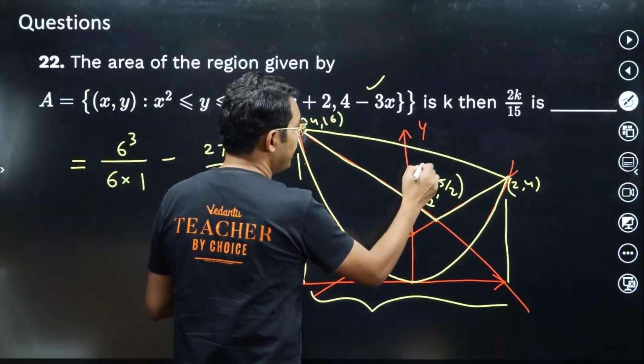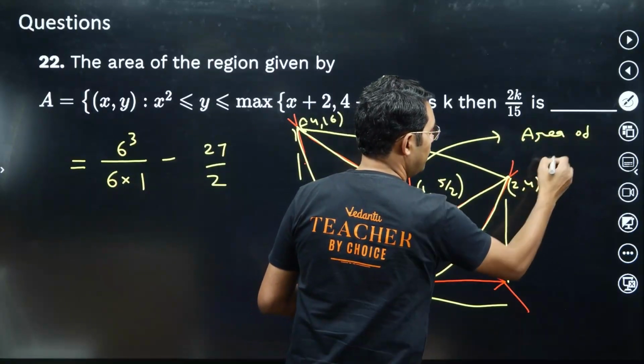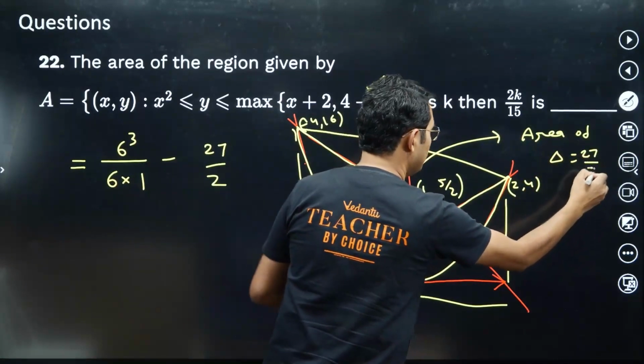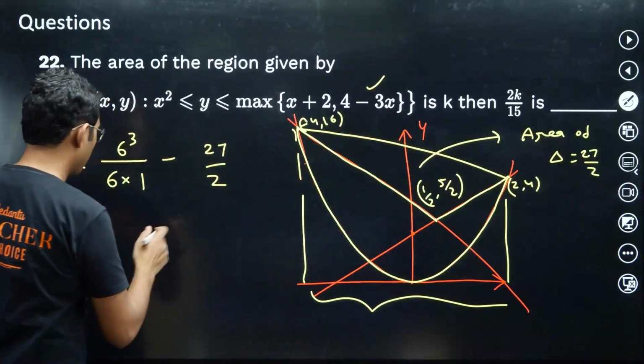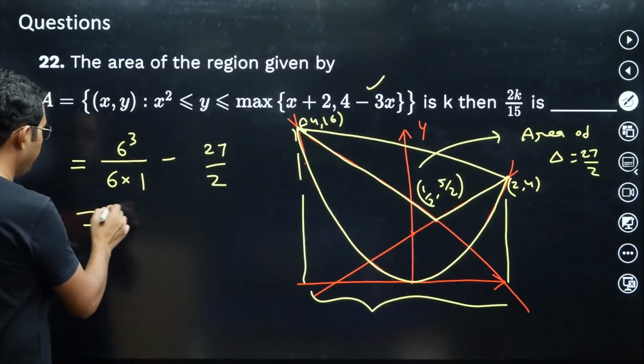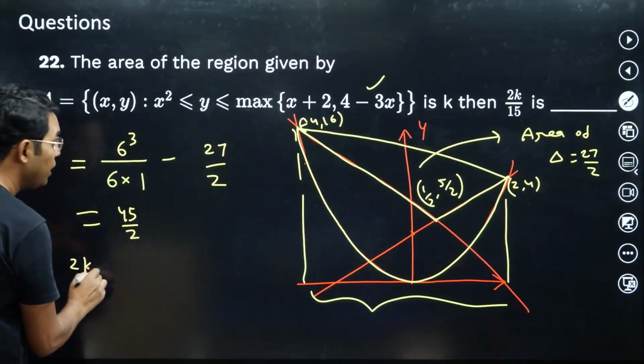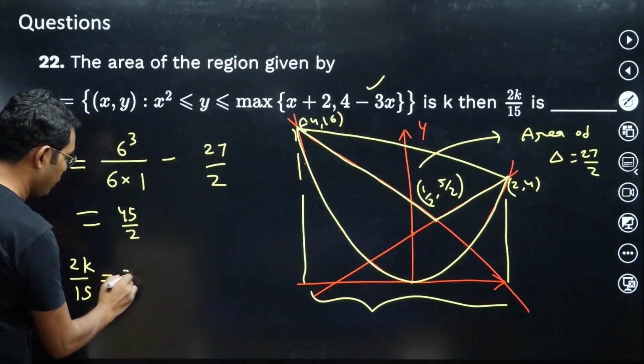The area of this triangle is 27 by 2. Now you just solve it and you get the answer. The final answer comes out to be 45 by 2 for area. And if you're looking for 2K upon 50, it will be 3.